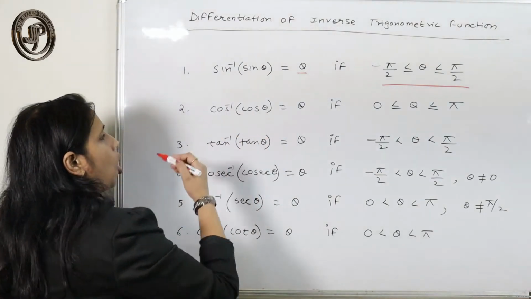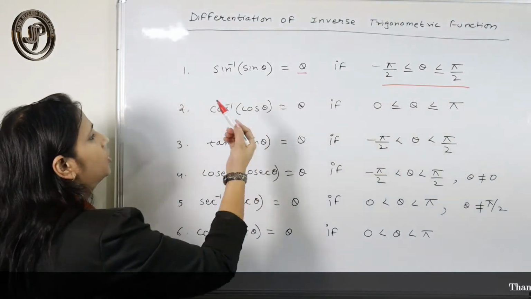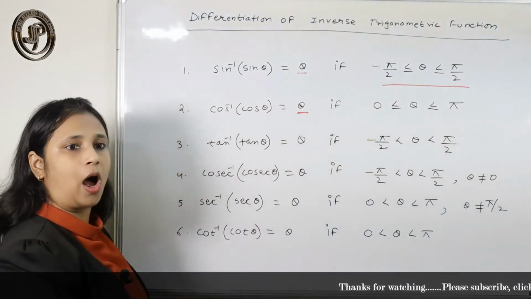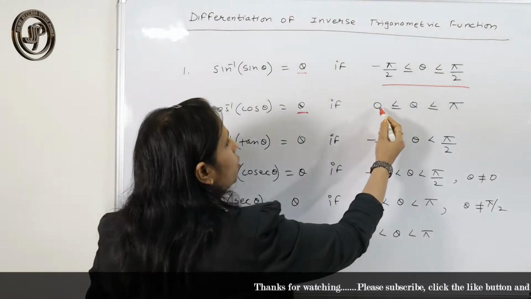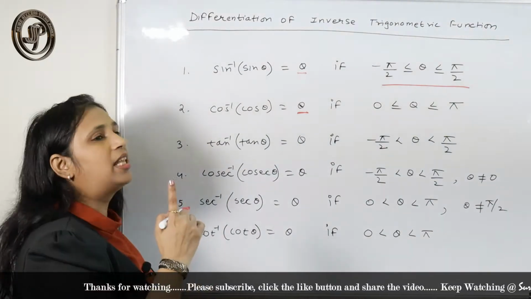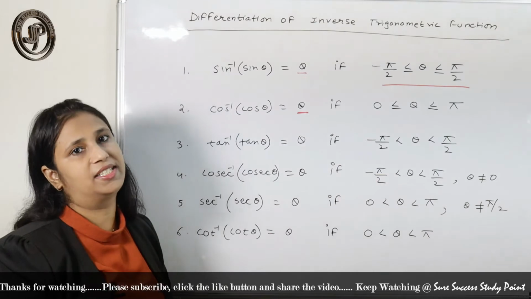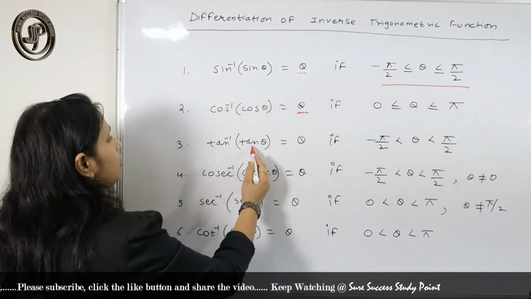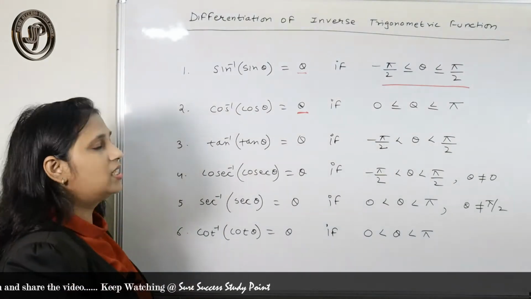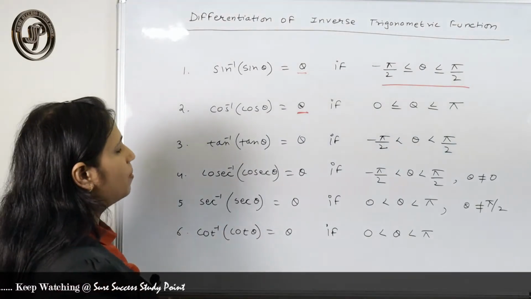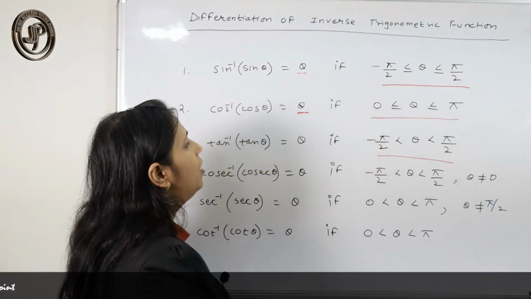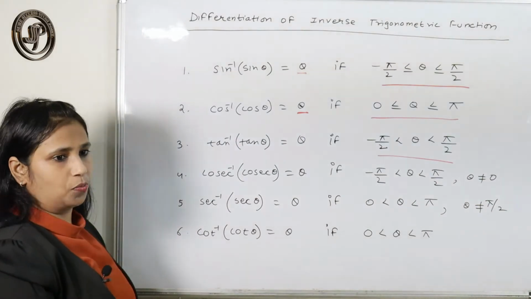Cos inverse cos theta: cos inverse and cos will cancel and you will get theta. But when can you write this theta? When theta lies between 0 and pi. So these are the conditions that you have to memorize anyhow. Third is tan inverse tan theta equals theta. Tan inverse tan theta becomes equal to theta when your theta lies between minus pi by 2 and pi by 2.